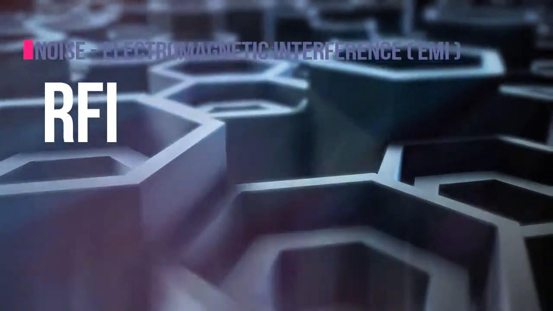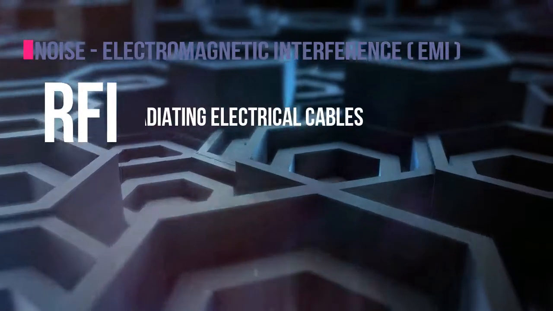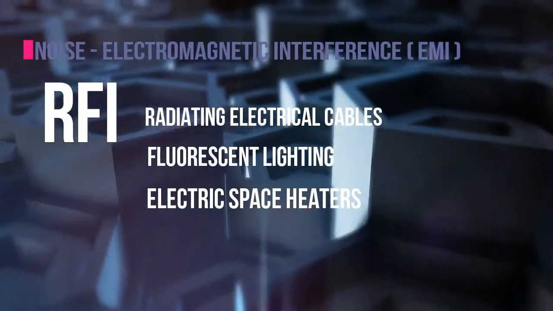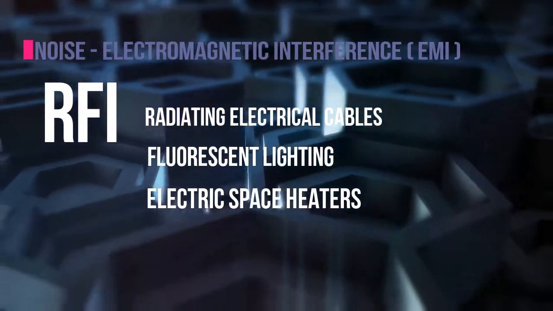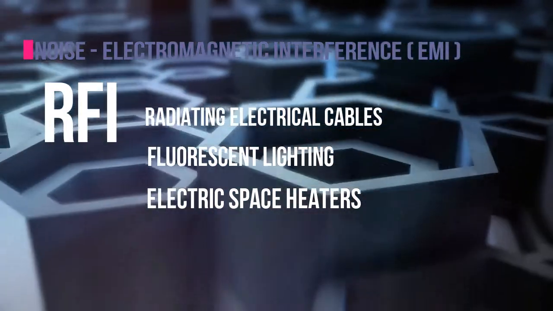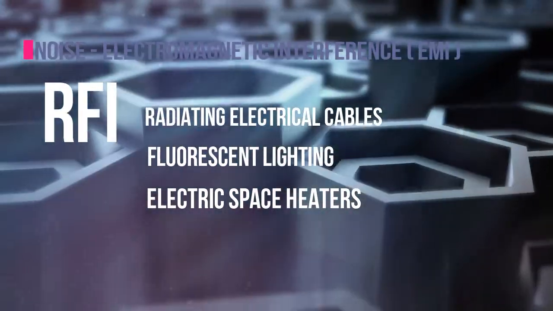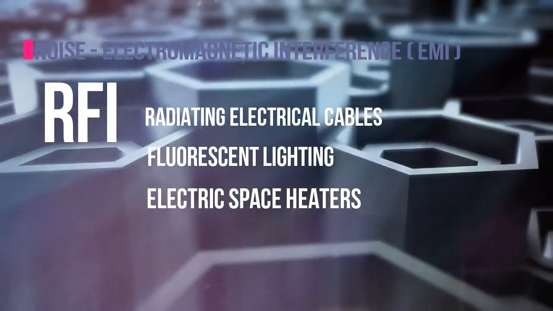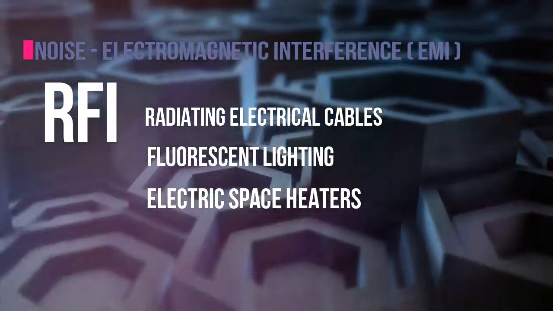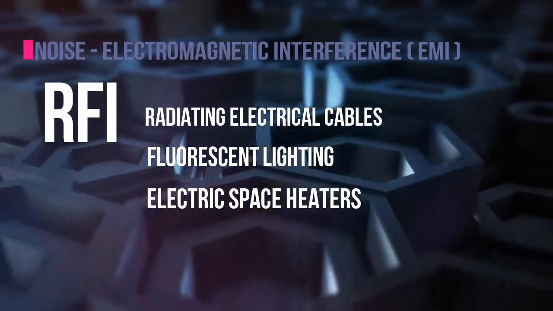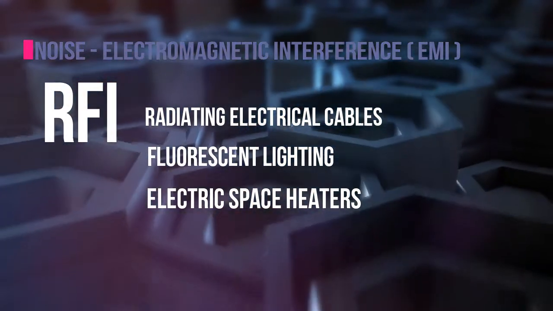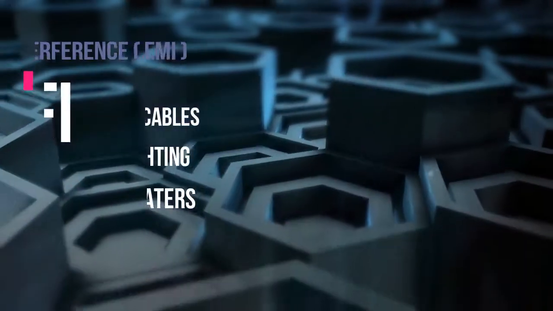RFI, on the other hand, is generated by the components of an electrical system, such as radiating electrical cables, fluorescent lighting, and electric space heaters. RFI can be so serious that it not only interferes with computer operations, but it can also permanently damage sensitive components. RFI can degrade the performance of equipment or even prevent it from functioning. In some cases, RFI may also cause damage to digital and solid state equipment.